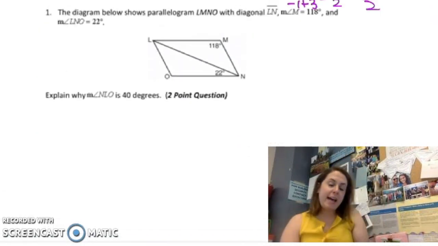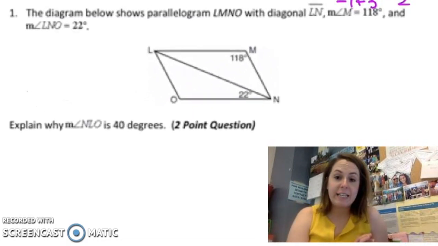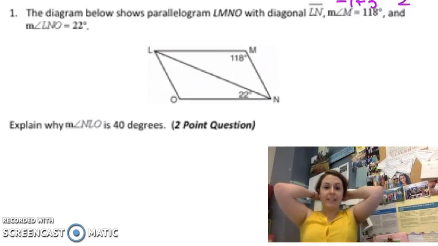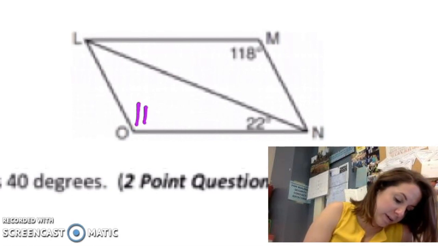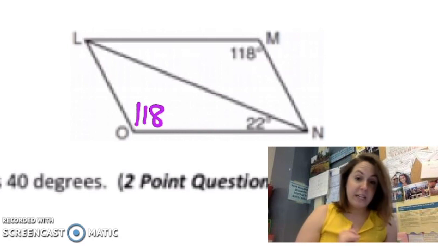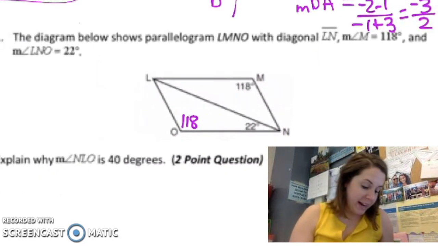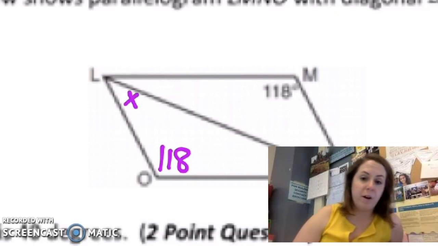So here's the first one. It says, the diagram below is given. This is a parallelogram. Angle M is 118, and angle LNO is 22. Why is NLO 40 degrees? So let's figure out what we can here. I know here that opposite angles are congruent in a parallelogram. So if M is 118, so is O. And I want NLO. This is what I'm looking for.